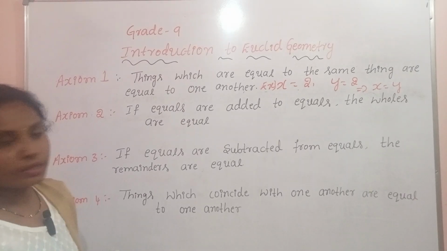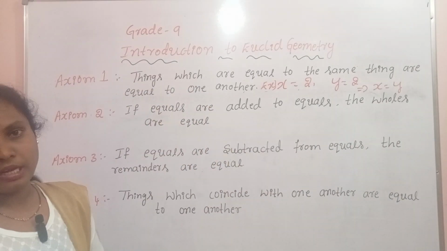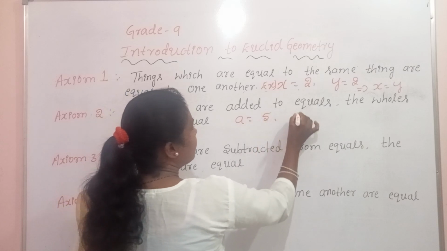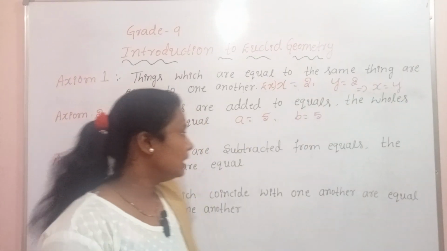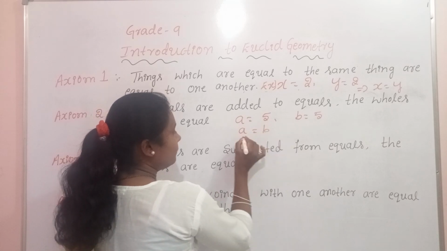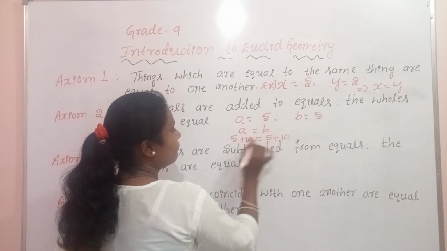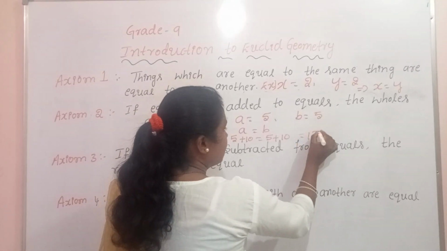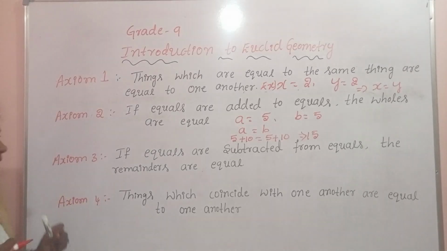Then axiom 2. If equals are added to equals, the wholes are equal. Suppose a is equal to 5, b is equal to 5. These two are equal. Then if you add the same thing to both, 5 plus 10 will get you 15, and 5 plus 10 is equal to 15. These wholes are also equal. That is the second axiom.